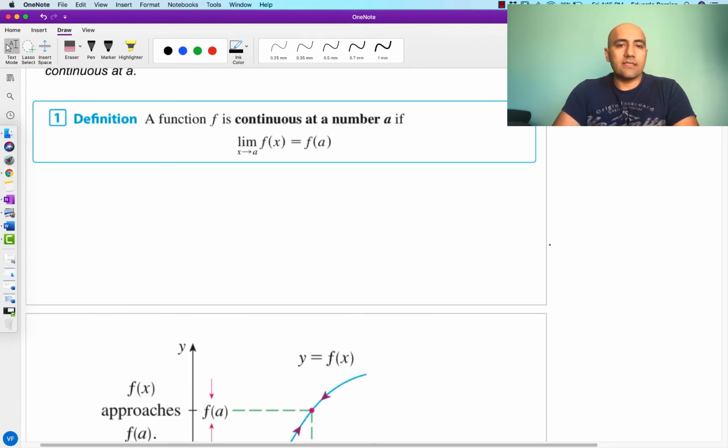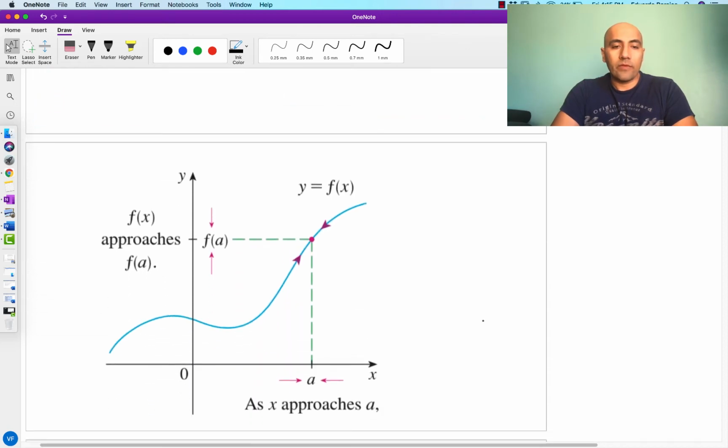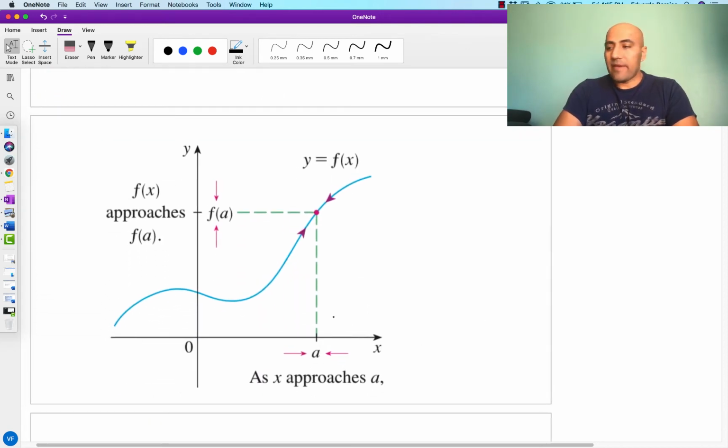So in this statement, the limit as x approaches a of f of x equals f of a, there are three main components. One, the limit as x approaches a of f of x has to exist. Two, the function is defined at x equals a. And three, they both equal each other. So all three pieces must be true in order for a function to be continuous at x equals a.